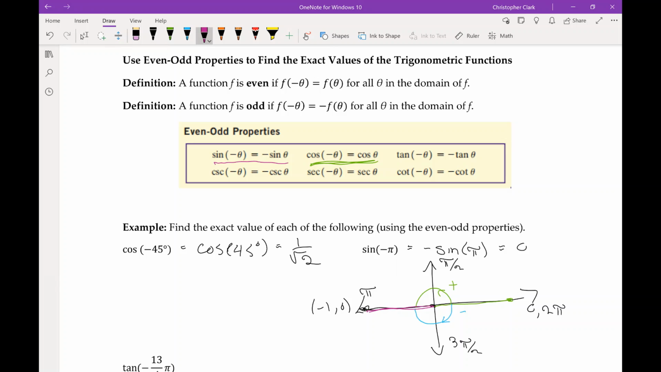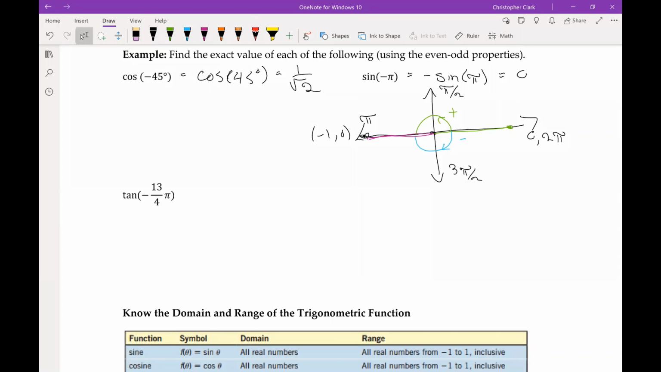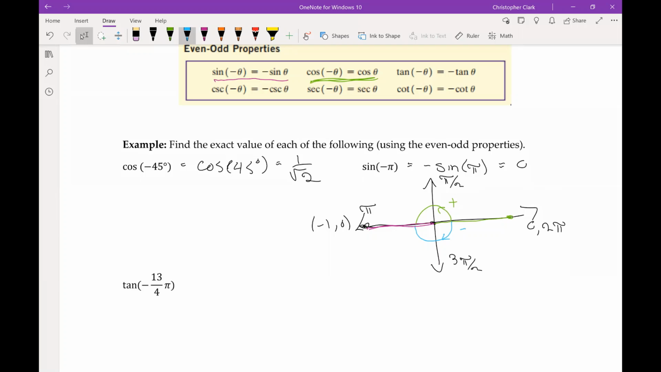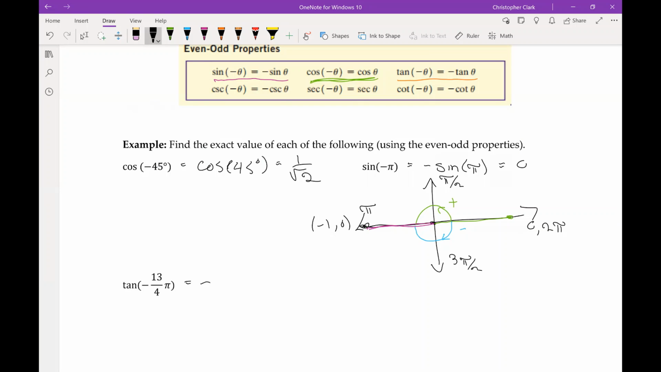So, you know, you can think about this in even odd, but of course, you can also just think about this in terms of, okay, what happens if I take this radius and whirl it around the center? All right, so how about tangent of -13 pi over 4? So tangent over here is odd, so this means that this is equal to negative tangent of 13 pi over 4. All right, but we don't know 13 pi over 4, do we?